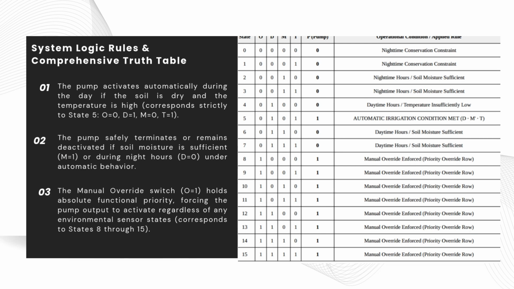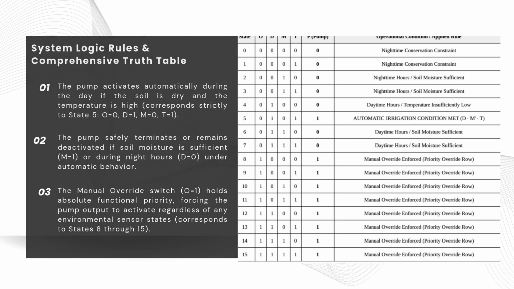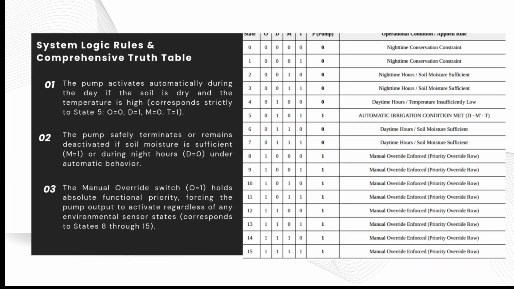off. However, our second rule establishes that the manual override switch, O, has absolute priority over the entire system. Therefore, whenever O equals 1, corresponding to states 8 through 15, the output pump is instantly forced to activate regardless of any environmental sensor values.